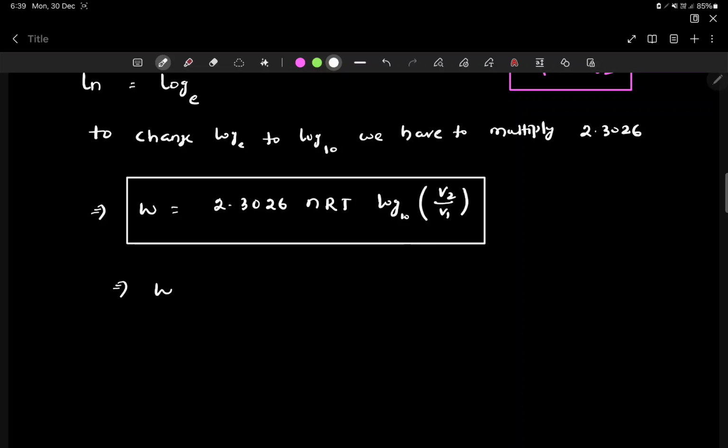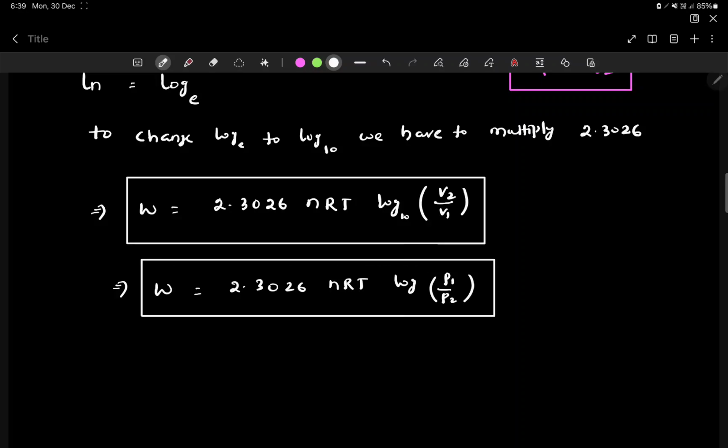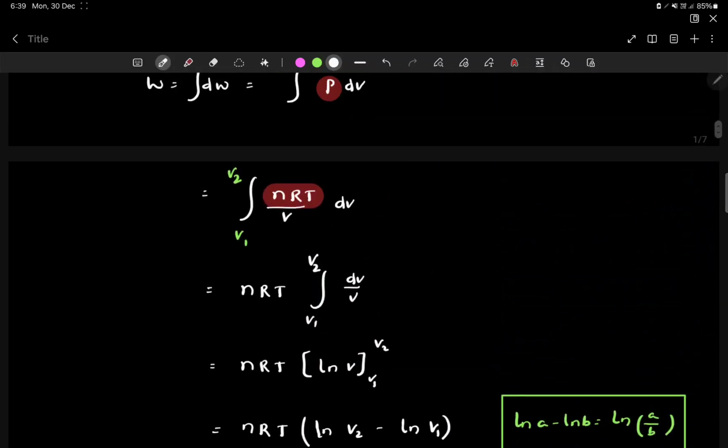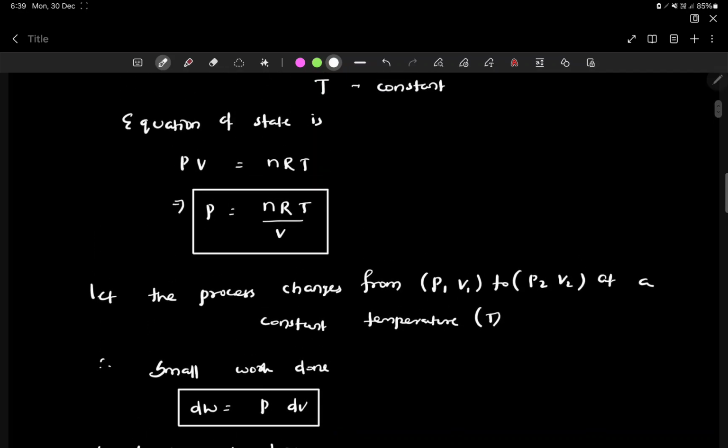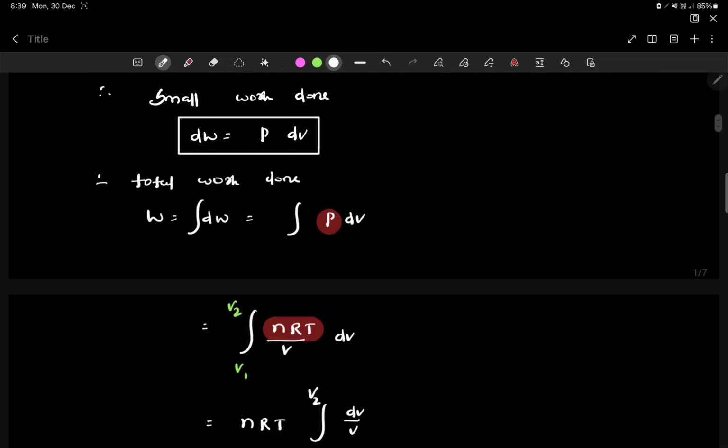So that means W equals 2.3026 nRT log base 10 P1 by P2. This is the expression for work done during isothermal process. So from the beginning, all of you start writing. You take the screenshot. I hope it is clear to all of you.